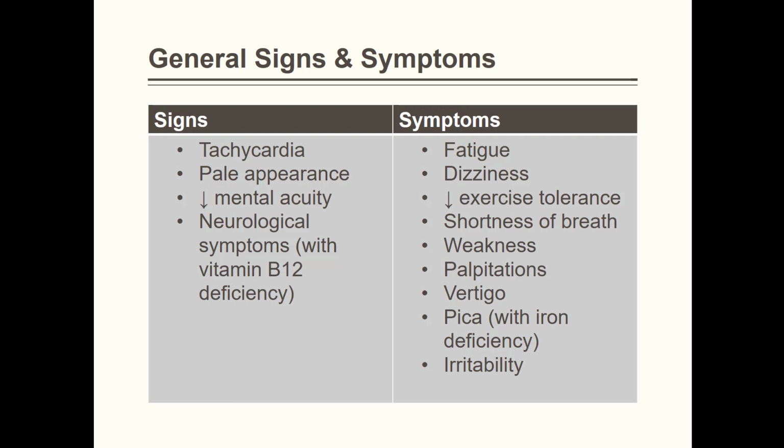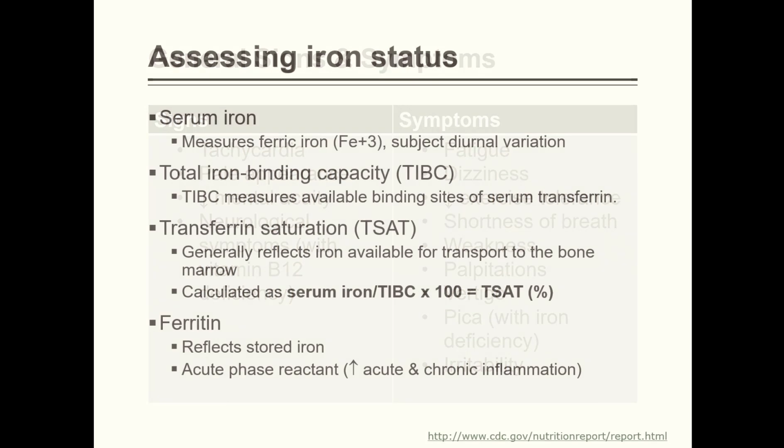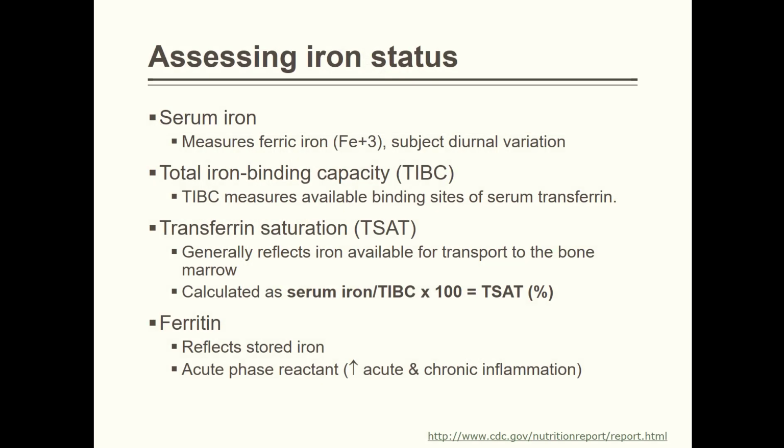This table represents common signs and symptoms of anemia, as you should know. In patients with anemia, we usually see the complete blood cell count. TSAT and ferritin are highly utilized to assess iron status. You will have to know how to calculate TSAT for the exam. Also, it is critical to recognize that ferritin is not only iron storage, but also an acute phase reactant. This means that ferritin could increase if the patient has inflammation.